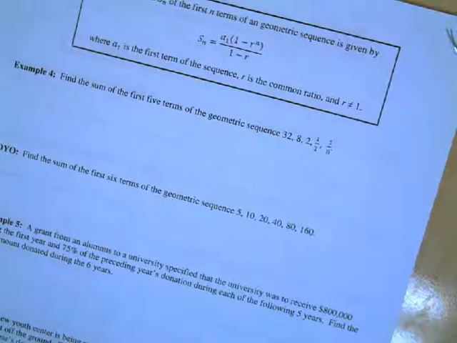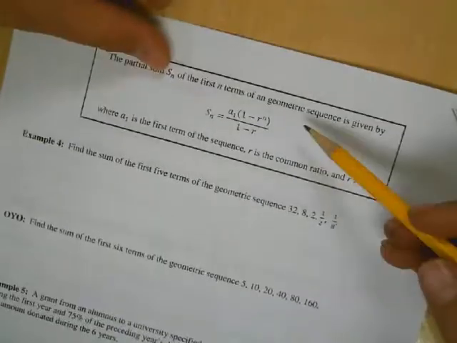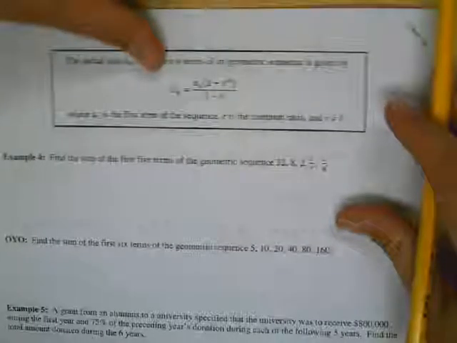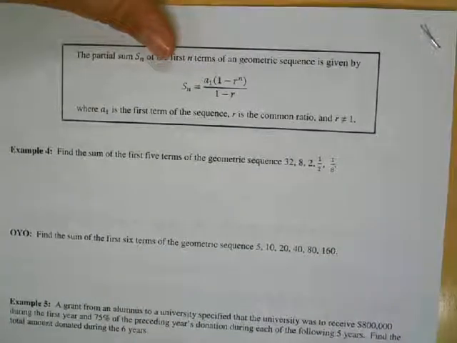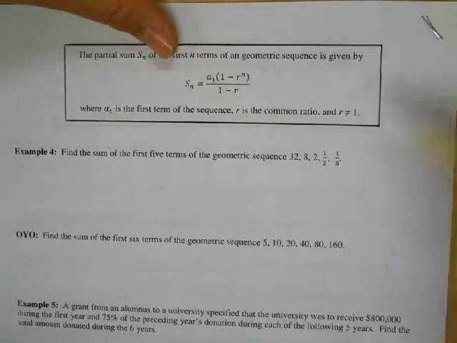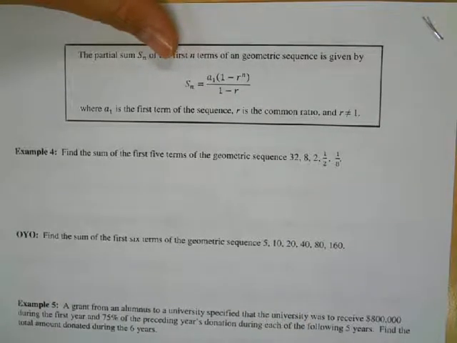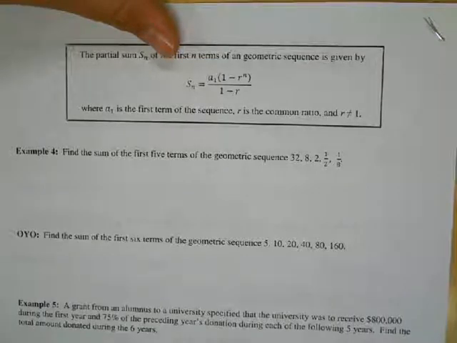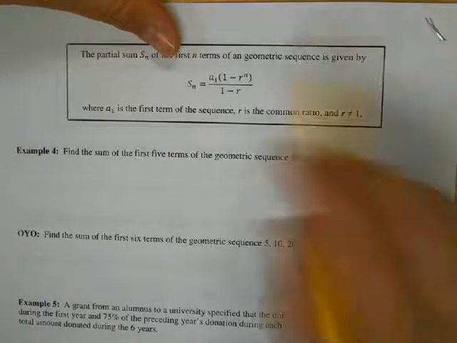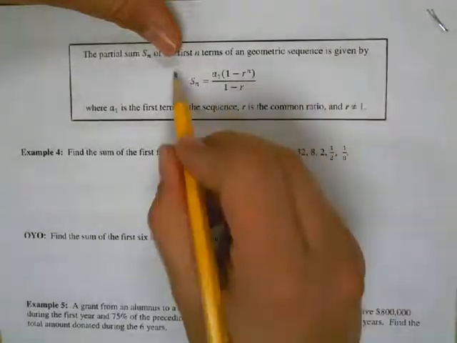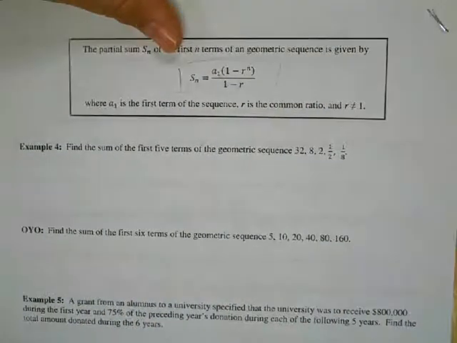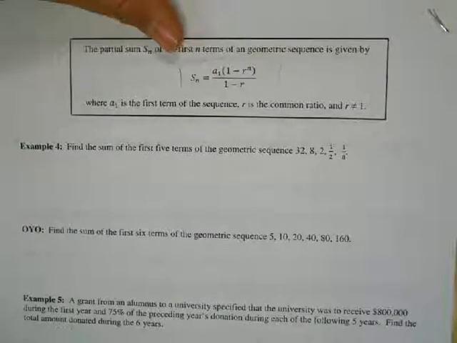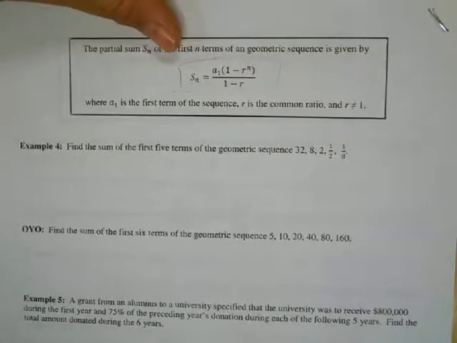So remember, geometric is the type of sequence where you're multiplying by the same number each time. Arithmetic is when you increase by 4 plus 4 plus 4 plus 4 plus 4. Now the geometric is where you have sequences that are doubling, tripling, quadrupling, so times 2, times 2, times 2, times 2. That's the geometric sequence, and when we have that, we're going to use this formula for the partial sums.